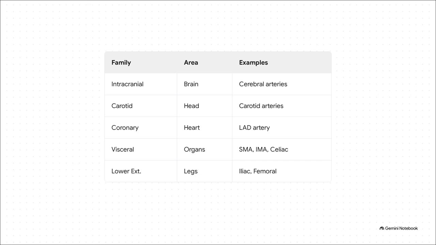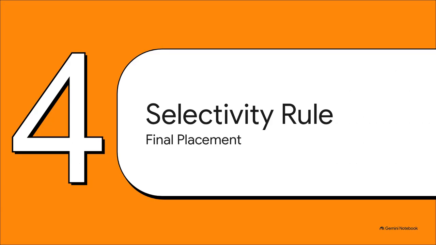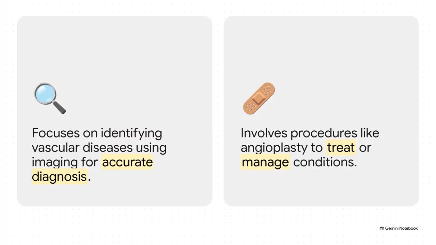And when you consider there are over 60,000 miles of blood vessels in the human body, yeah, knowing your neighborhoods is absolutely critical. Section 4. Selectivity and the final placement rule. So the crucial point here is understanding exactly how to code a catheter as it actually travels through these neighborhoods we just talked about. Let's dive right into those core coding rules.